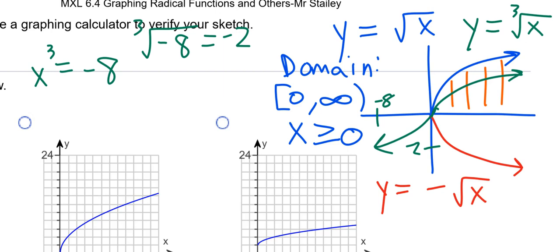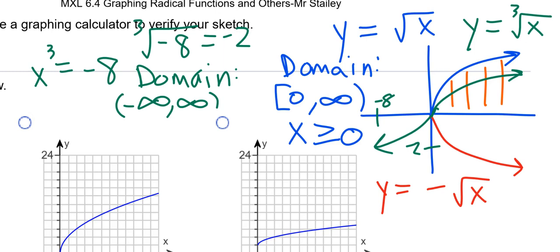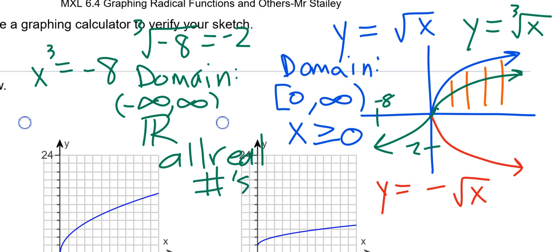So that green one, the entire green one, is the cube root. Can you tell me what the domain of the green one is? If the blue one was greater than or equal to 0, what's the green one? If you're used to the interval notation, you would say negative infinity to infinity. Some of you are used to the all real numbers sign. Some of you would say something like this, all real numbers. That's all real numbers, not all real hashtags.